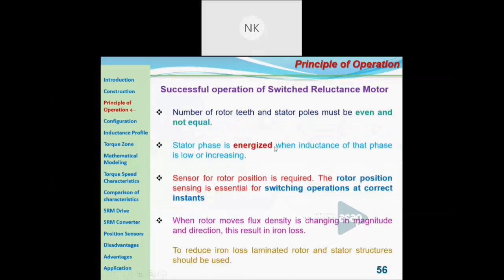And here you can see the number of rotor teeth and the stator poles must be even and should not be equal. Always the stator poles should be greater when compared with the rotor poles. And the stator phase is energized when the inductance of that phase is low or increasing. And then the rotor position sensor is always required. So depending upon the rotor position, the switching operations at the correct instant take place.